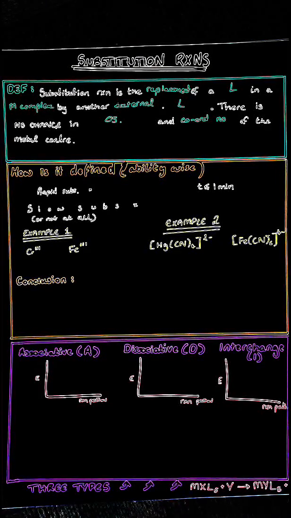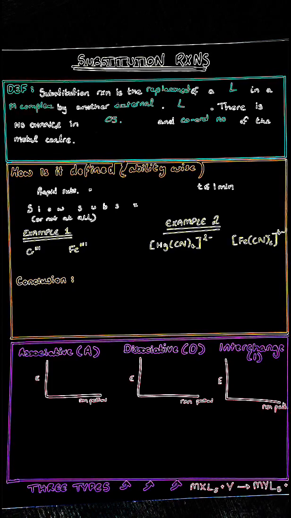So this is a video on substitution reactions. If you get asked to define what a substitution reaction is, there's really 2 points that you need to make. The first one is that a substitution reaction is the replacement of a ligand in a metal complex by another external ligand. The second point is that there's no change in oxidation state or coordination number of the metal centre.